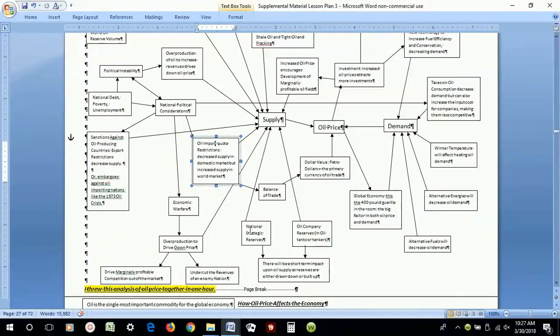What do I have here? National strategic reserves. All right. There will be a short-term impact upon oil supply as reserves are drawn down or built up. All right. So yeah, we have oil reserves. Remember we talked about Japan having 6 months oil reserves. Well, the U.S. has oil reserves as well. It used to be, I'm not sure what it is today, but it used to be 90 days. Right, 3 months of oil in case exports were cut off.